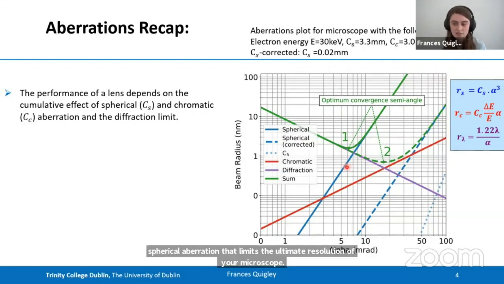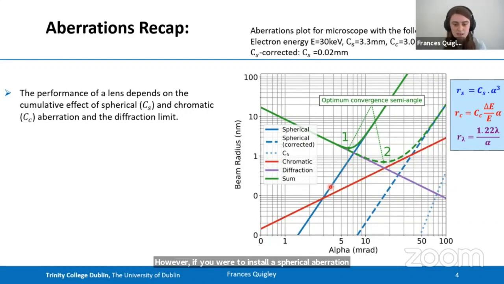However, if you were to install a spherical aberration corrector into your STEM, you'd find that this line is shifted downwards to this blue dashed line. Looking at point two here, it's actually chromatic aberration that will limit your ultimate resolution. If you were to go one step further and add in a chromatic aberration corrector, it would then be the C5 limit that would ultimately limit it.